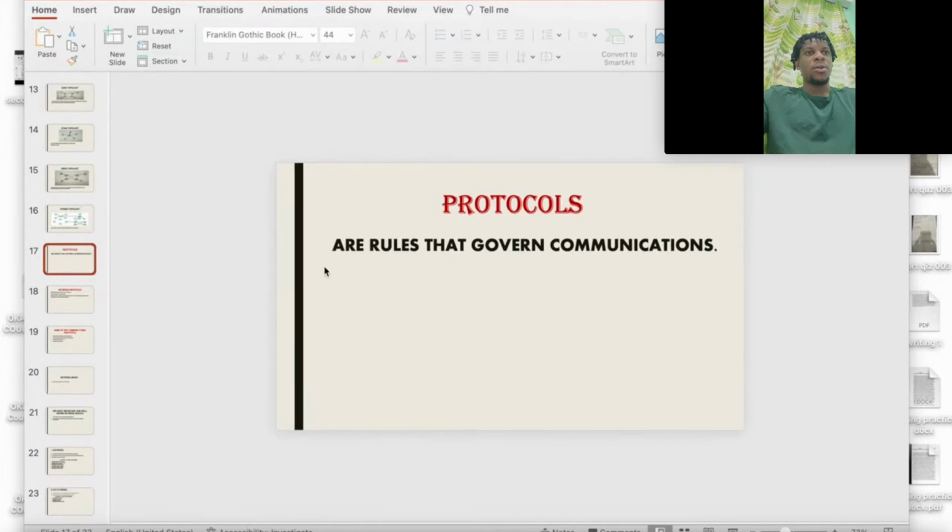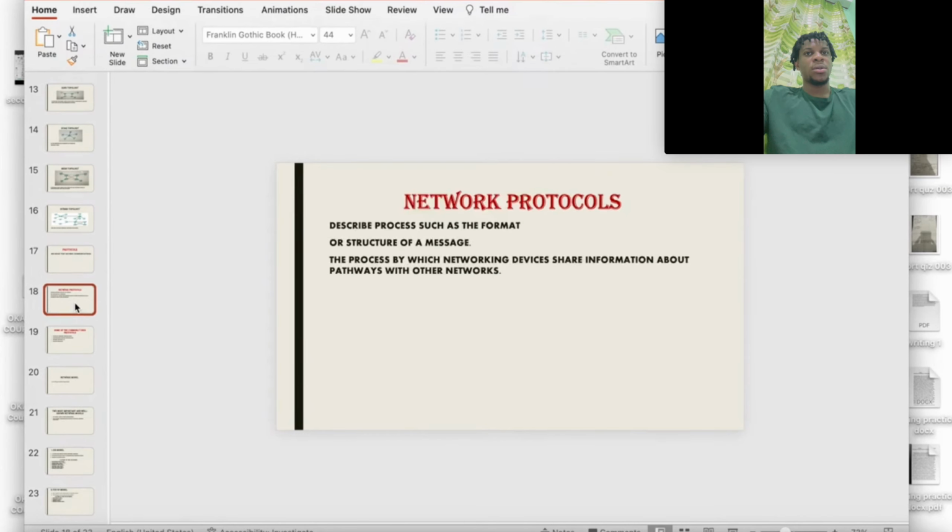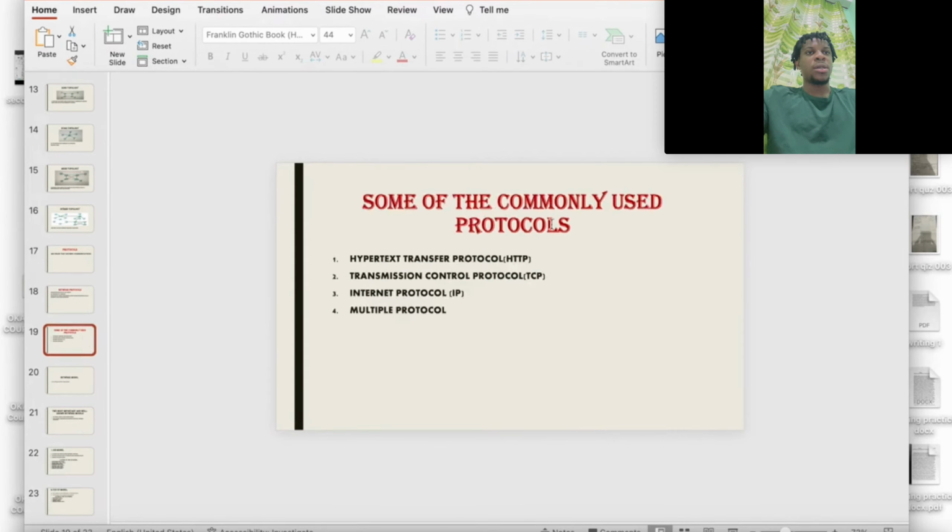Protocols and rules that govern communications. Network protocols describe processes such as the format or structure of a message, and the process by which networking devices share information about pathways with other networks. Some of the commonly used protocols: Hypertext Transfer Protocol (HTTP), Transmission Control Protocol (TCP), Internet Protocol (IP), and Multiple Protocol (MB).